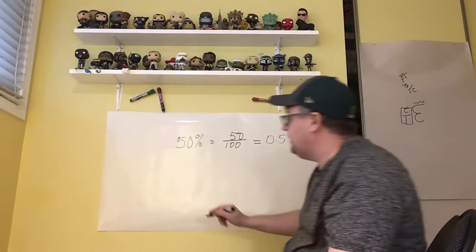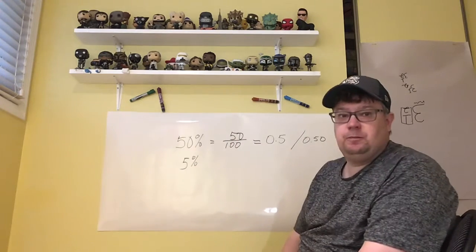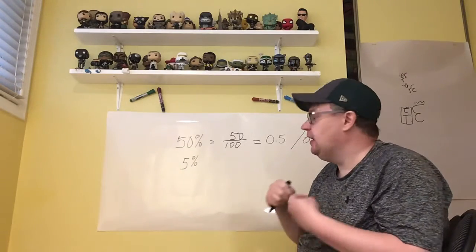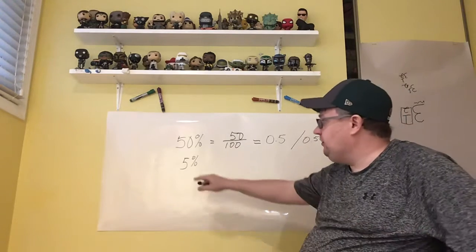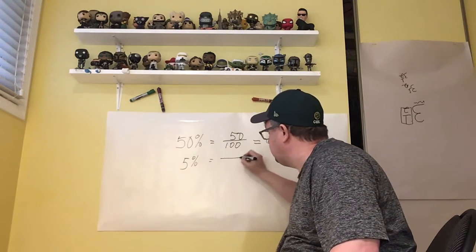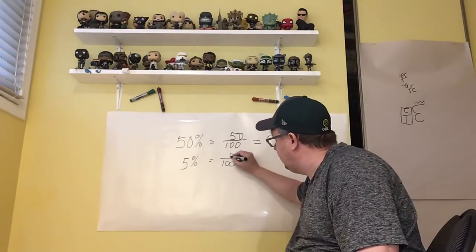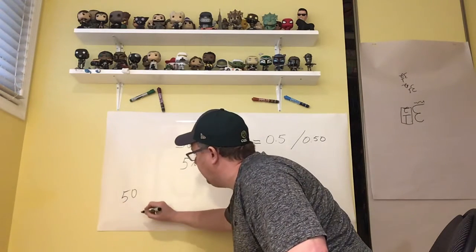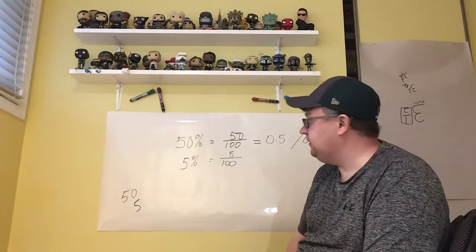These are straightforward. Here's your tricky one. I have 5%. Okay? So if you think of a pizza, 50% would be half that pizza. But we've got 5%. So remember, 5% as a fraction would be 5 over 100. Looking at 50 and 5, they're not the same. They're two different numbers.